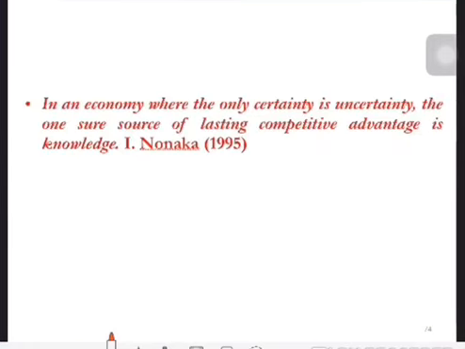So in an economy where the only certainty is uncertainty, the one sure source of lasting competitive advantage, we call it knowledge. So we are living in an uncertain environment, and in such an environment the lasting competitive advantage is knowledge.